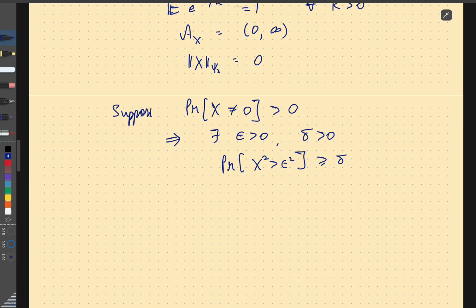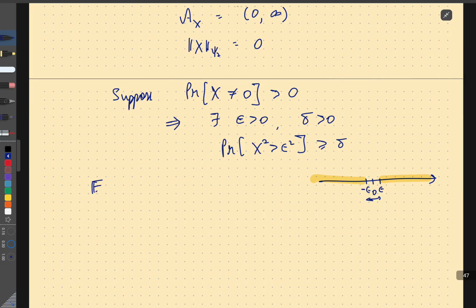So basically, if I take the real line, this is 0. This is minus epsilon and plus epsilon. Then the total probability over this entire yellow region should be at least delta. I can find some epsilon positive and some delta positive. Epsilon could be 10 to the minus 7 and delta could be 10 to the minus 9. Doesn't matter. It's something that is positive.